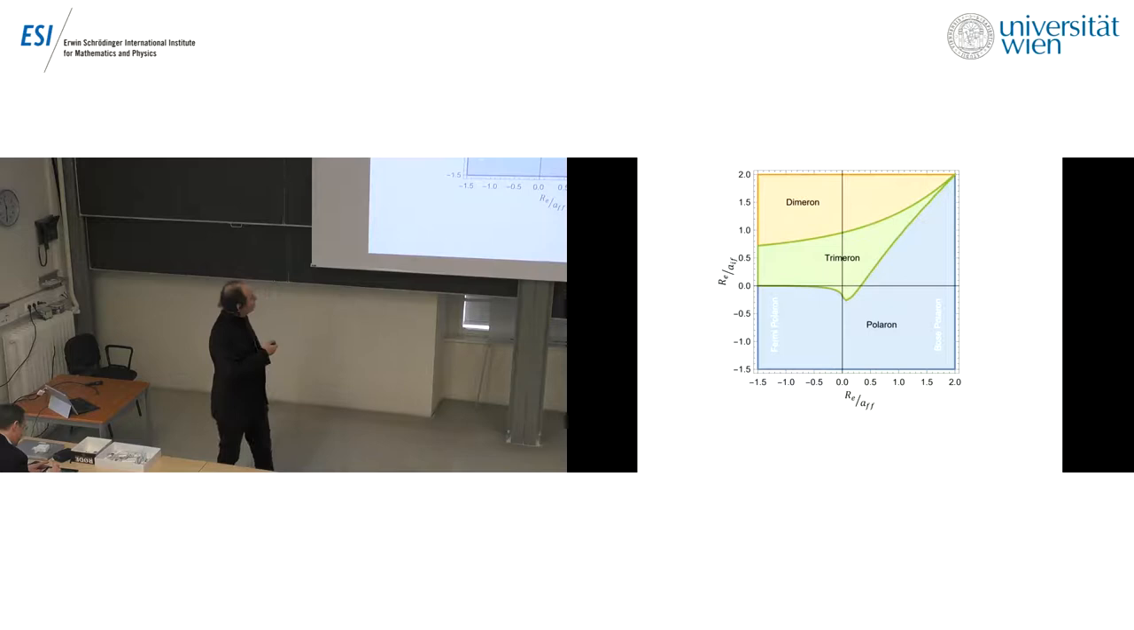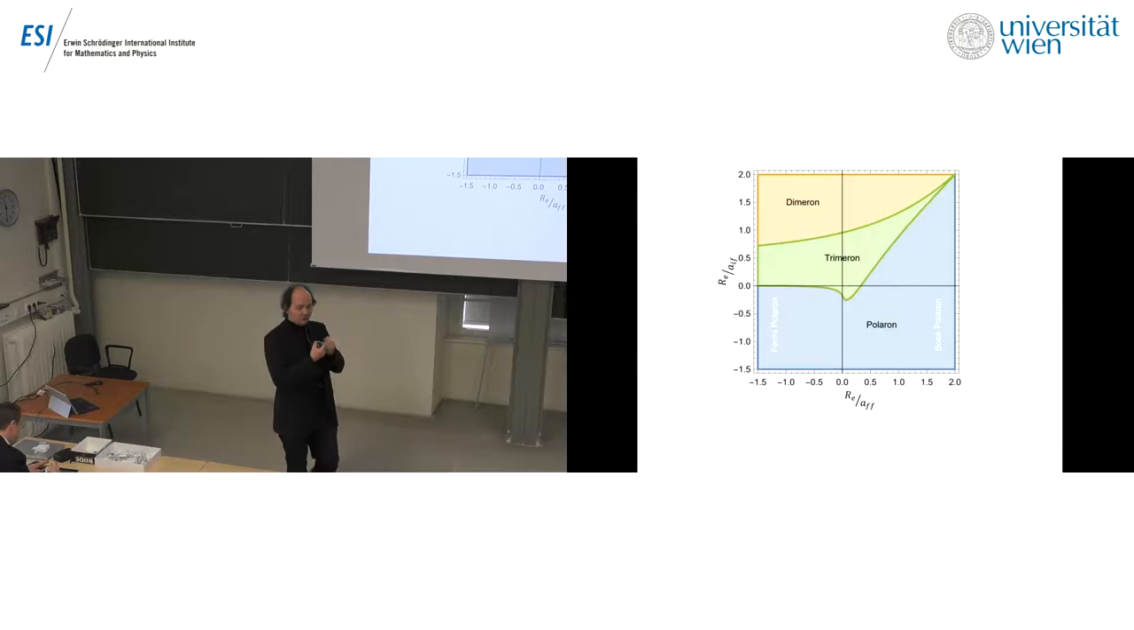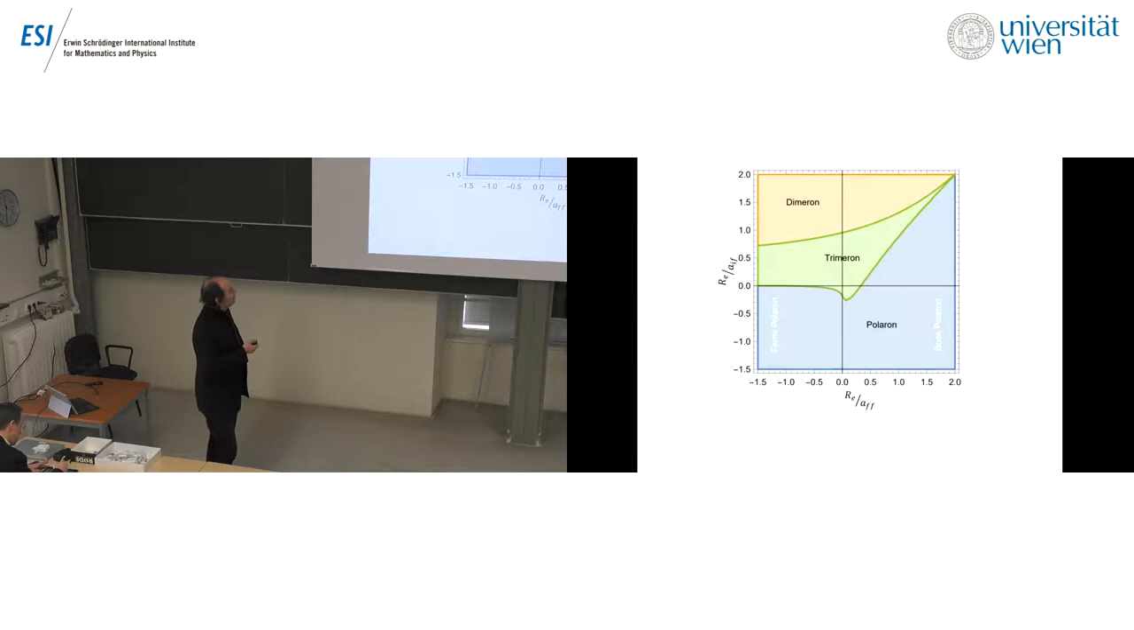So here, the fermions are weakly interacting. So we have essentially a Fermi sea of non-interacting fermions. So this is indeed a Fermi polaron. And on the other side, the superfluid is described by a superfluid of very tightly bound molecules, so bosons. And so this is actually a Bose polaron. And then if you go in this direction, you cross to the trimeron, and then you form the dimeron. So this is essentially the phase diagram that you expect.